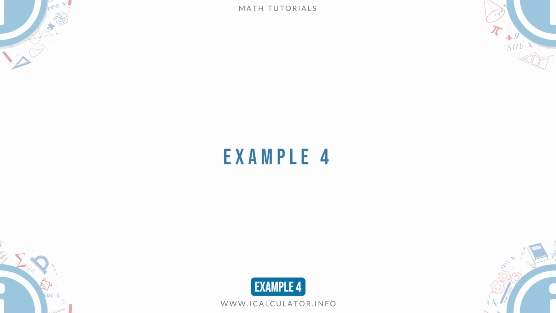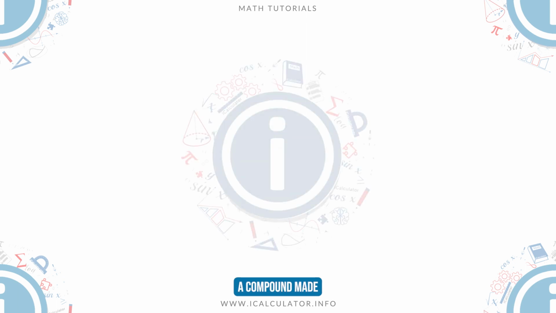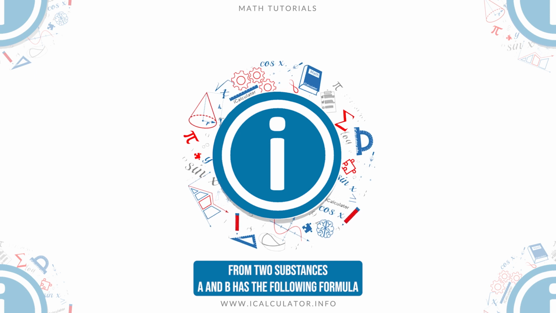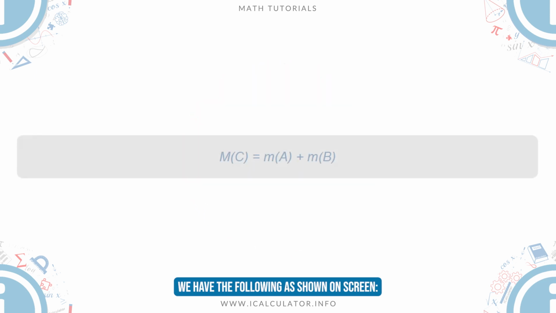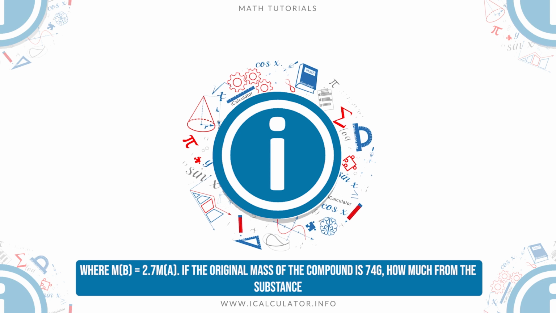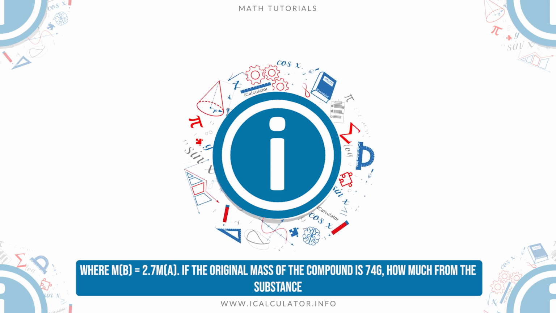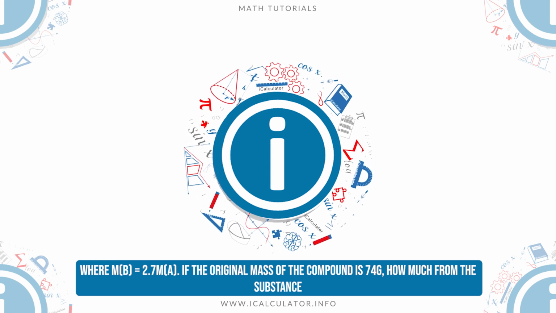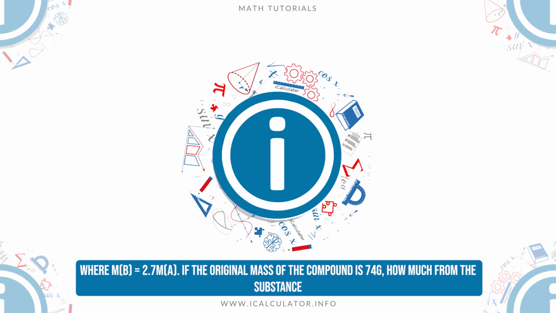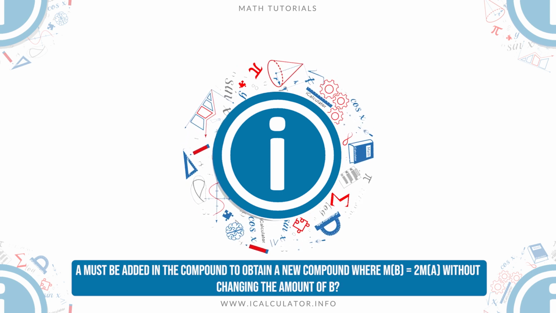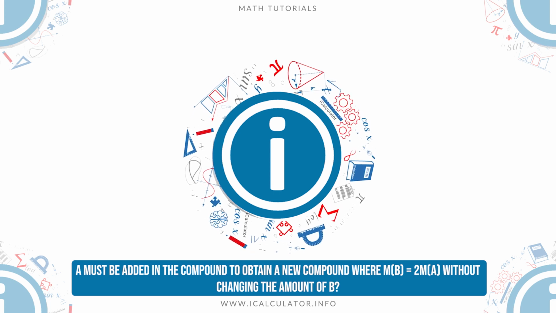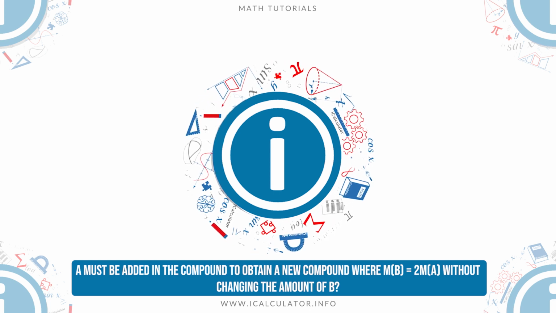Example 4. A compound made from two substances A and B has the following formula. We have the following as shown on screen, where m_B equals 2.7 m_A. If the original mass of the compound is 74 grams, how much from the substance A must be added in the compound to obtain a new compound where m_B equals 2 m_A, without changing the amount of B?